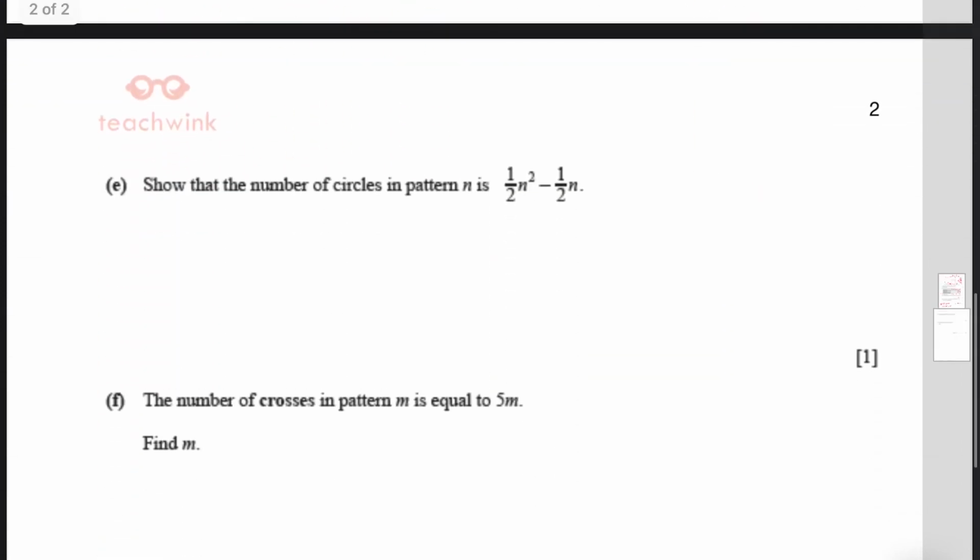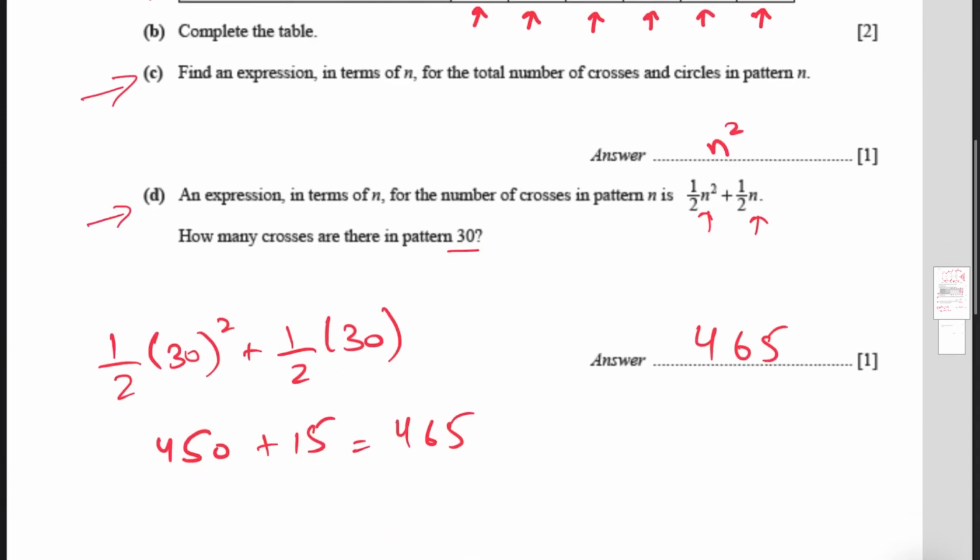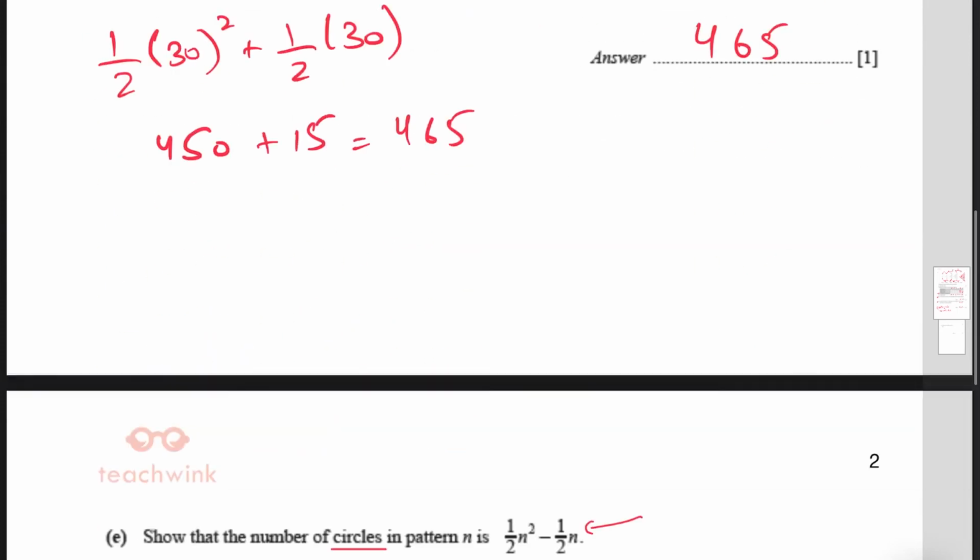Okay. The next part says show that the number of circles in pattern n is 1/2 n squared minus 1/2 n. Now how do we do that? So they've asked us to find the number of circles. If you look at part C, the equation was n squared, that is the total number of crosses and circles. And if you look at part D, the equation just for the crosses was 1/2 n squared plus 1/2 n. If you subtract this from this, you would get the number of circles.